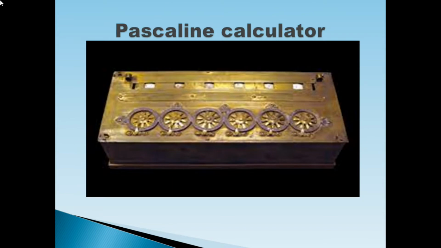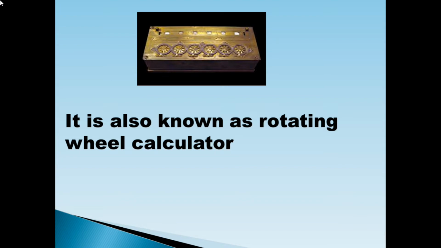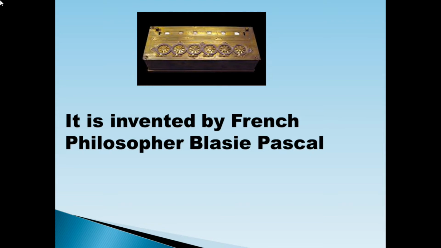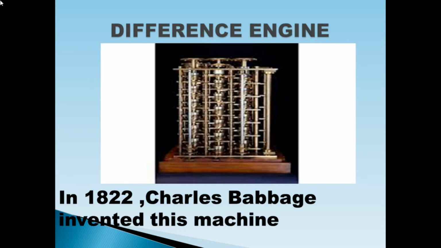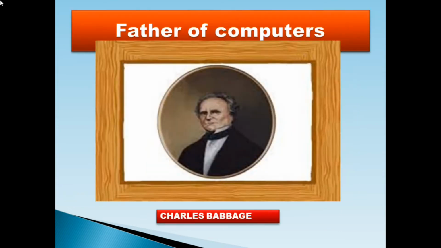Pascaline calculator is also known as the rotating wheel calculator. We have to rotate the wheels to do calculations, and this machine is used to do 5 to 8 digit number multiplication. It was invented by the French philosopher Blaise Pascal. Next is the difference engine. In 1822, Charles Babbage invented this machine, the difference engine. Charles Babbage is considered the father of computers.